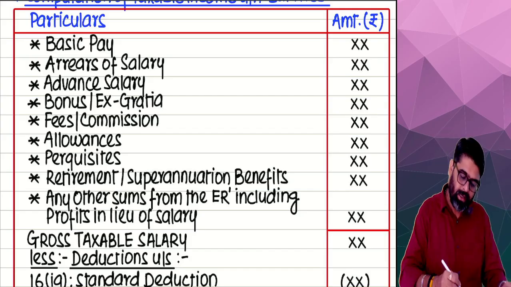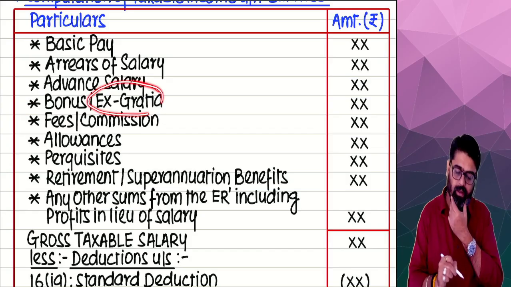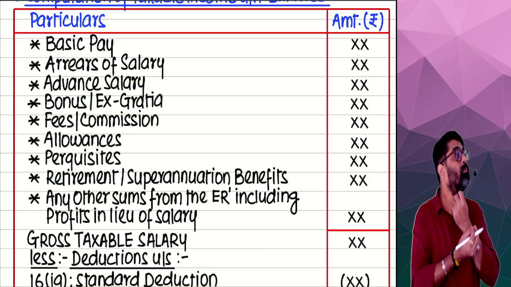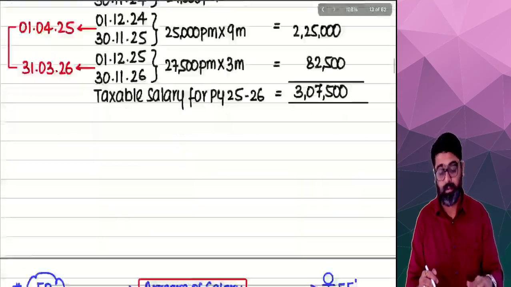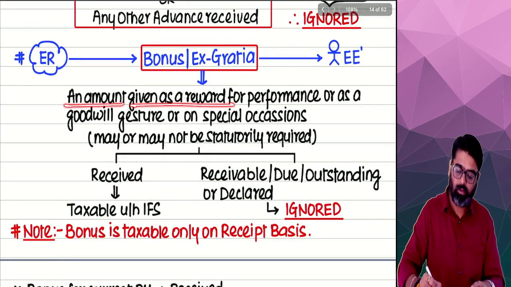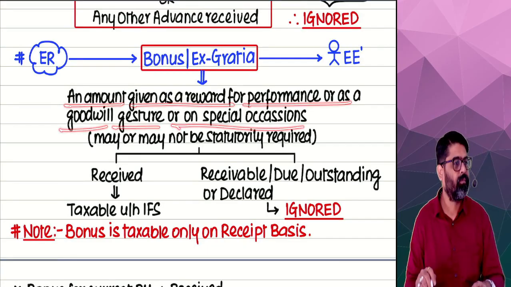Okay. So next one is bonus. Sometimes you call it ex gratia also. That is a Latin term used for bonus. Okay. What is the meaning of bonus? Bonus means an amount given as reward for performance or as a goodwill gesture or on special occasions.